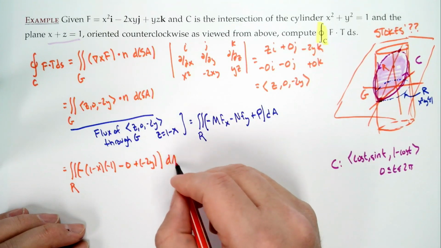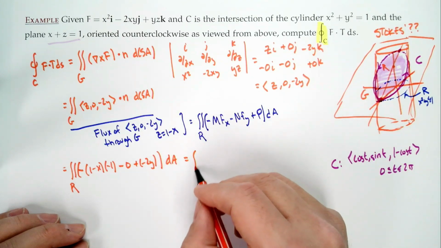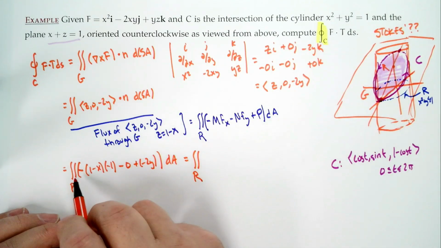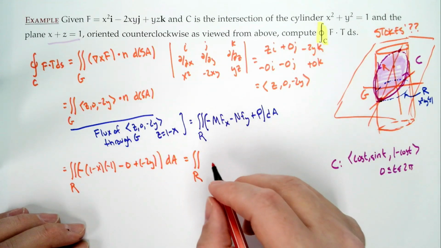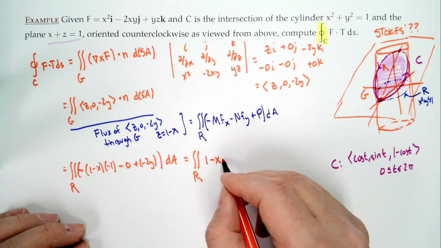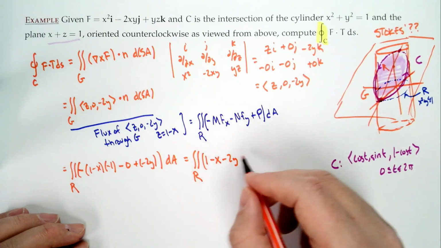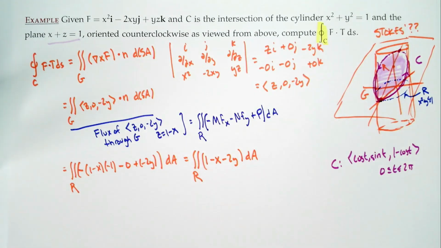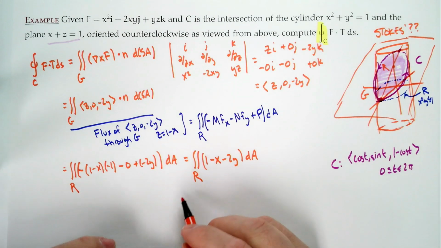And that's dA. This becomes the integral over our region of, and if you multiply it out, you'll get 1 minus x minus 2y dA. Now at this point we could work this out, but I think we've been doing this for quite a while. Let's just cut to the chase. There are 3 pieces here. One of the pieces is really easy.